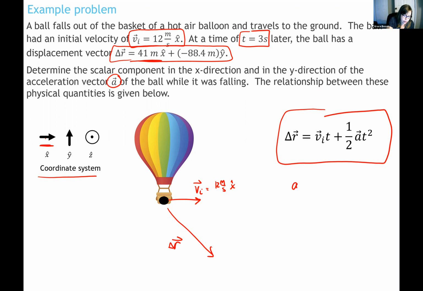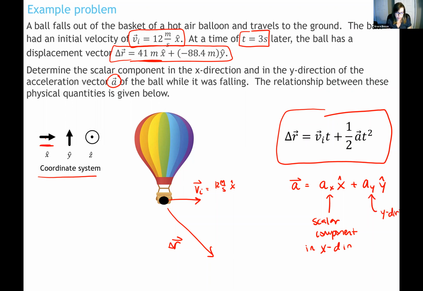So you can express any vector as the sum of its components. So we can call this acceleration ax times x hat plus ay times y hat, where this a sub x is the scalar component in the x direction, and this one would be the scalar component in the y direction. All right, and that's our goal, is to find those two things.